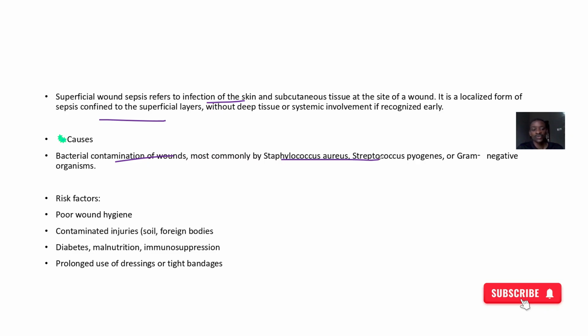So what could actually make a superficial wound get infected include things like poor wound hygiene, contaminated injuries, foreign bodies in the injuries, soils in the injuries, diabetes, malnutrition, immunosuppression. So anything that is weakening your immune system can now predispose you to things that you should have resisted. Then also prolonged use of dressings and tight bandages.